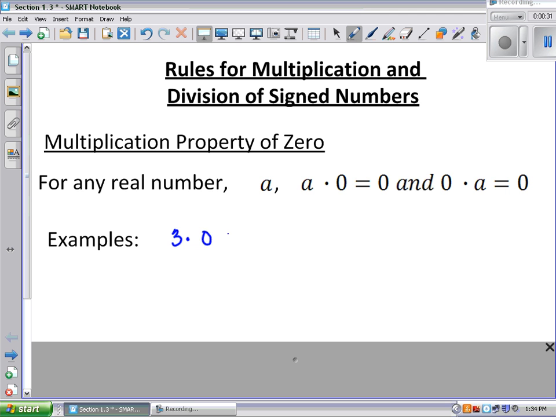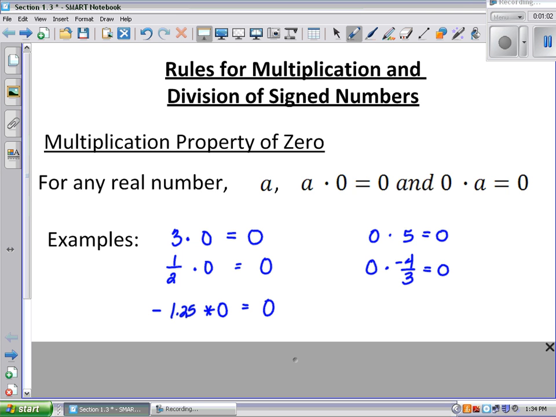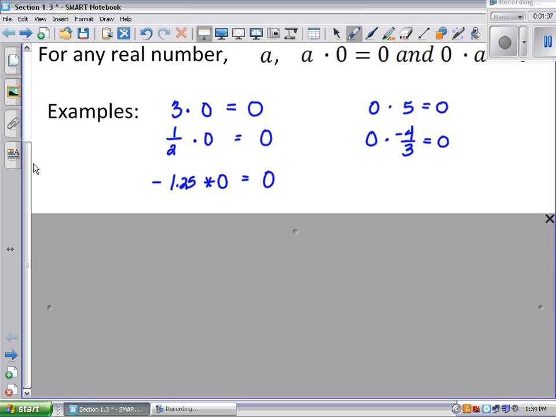3 times 0 is 0. 1/2 times 0 is 0. Negative 1.25 times 0 is 0. Any number times 0 is 0. And 0 times any number, 0 times 5 equals 0. 0 times negative 4/3 equals 0. So anytime one of the factors is 0, the product is 0.